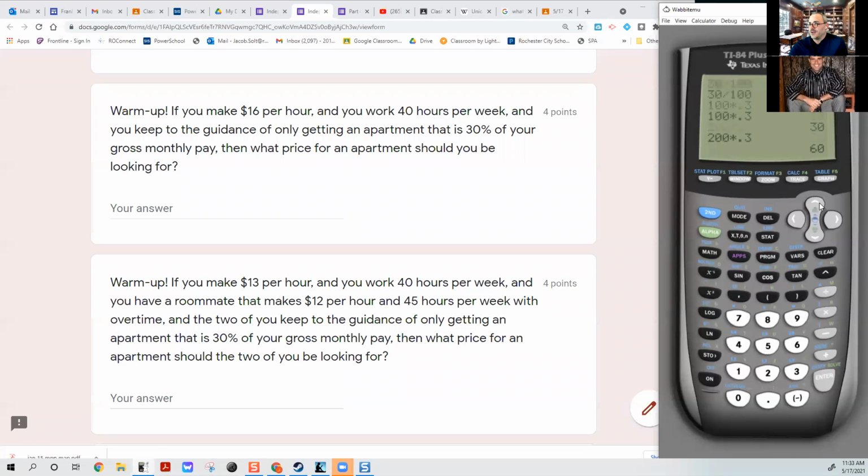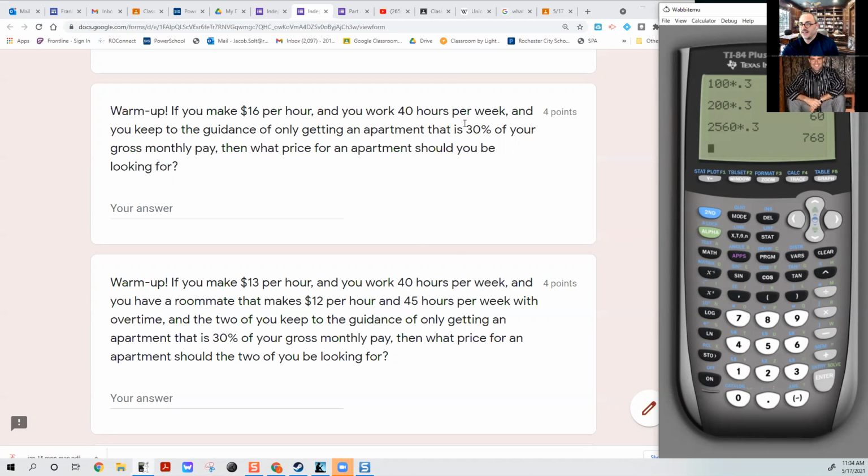So let me go back up. We found that our monthly pay is $2,560. Great. The links are in the chat for those of you just getting in. If we want to find out what 30% of our monthly pay is, we would multiply by 0.3, as that's 30% represented as a decimal out of 1. All right, 768. 768 is 30% of 2,560.